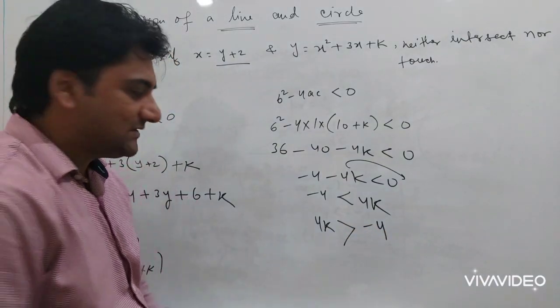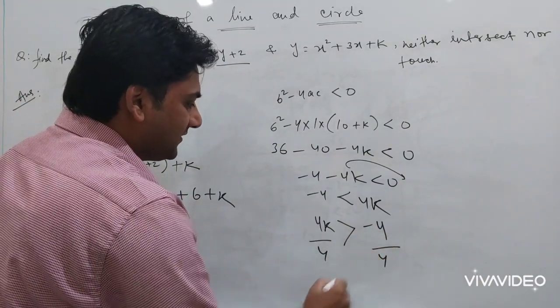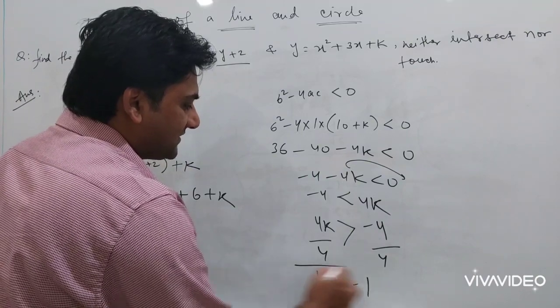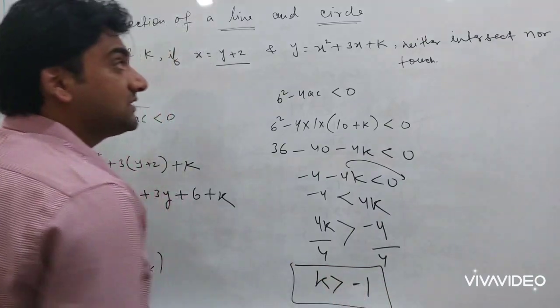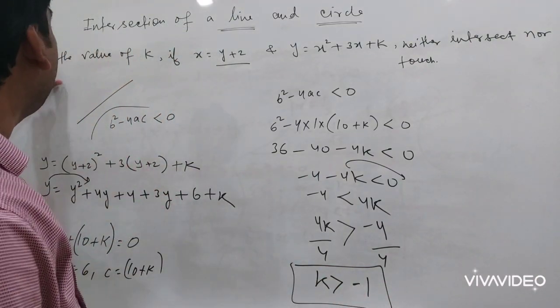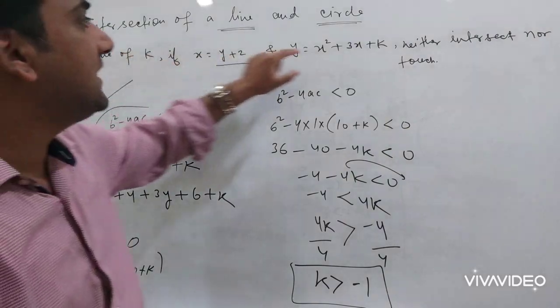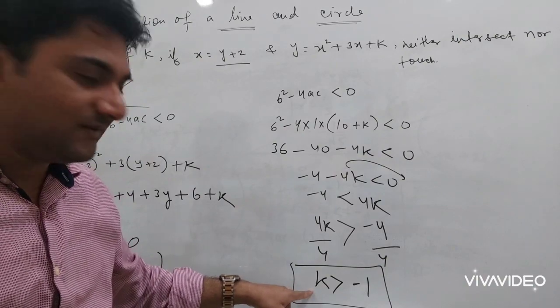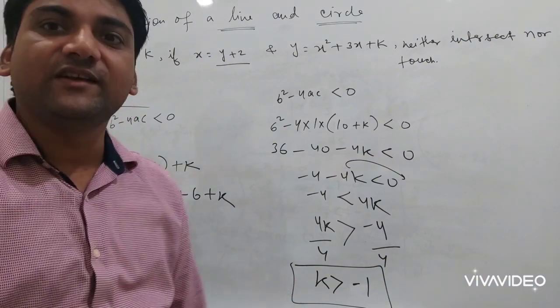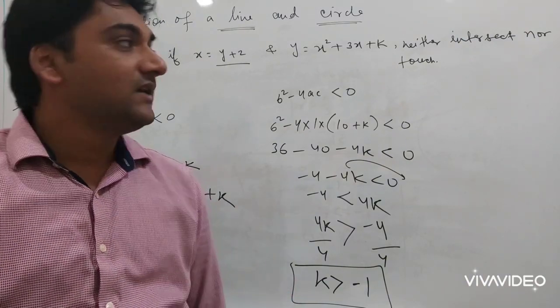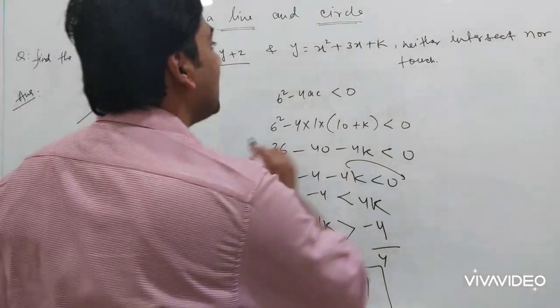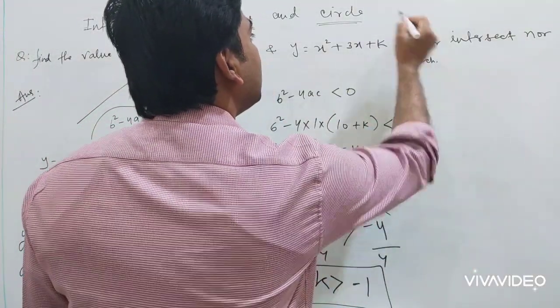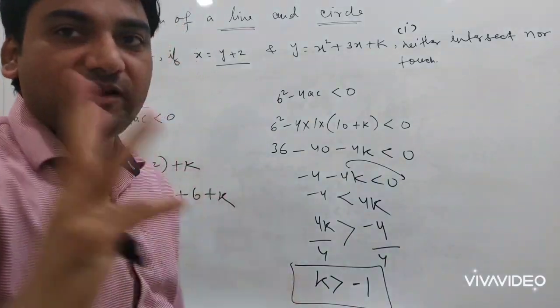Now I will divide both sides by 4 here as well as here. I got k greater than minus 1. So guys, what was the question? Question was, find the value of k if this and this neither intersect nor touch. For that, k must be greater than minus 1. Okay. Now, if I convert this question into 3 parts.